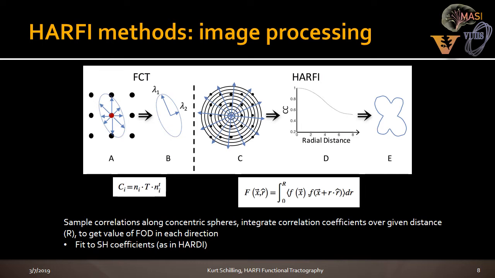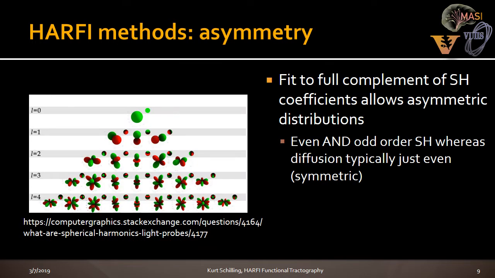We then fit this function to spherical harmonic coefficients, much like we do in diffusion imaging. One unique aspect of HARFI is that we can actually fit the function to a full complement of spherical harmonic coefficients, as opposed to diffusion literature where you would only fit to the even order coefficients. So in this case, we fit to even and odd orders, which allows asymmetric distributions.